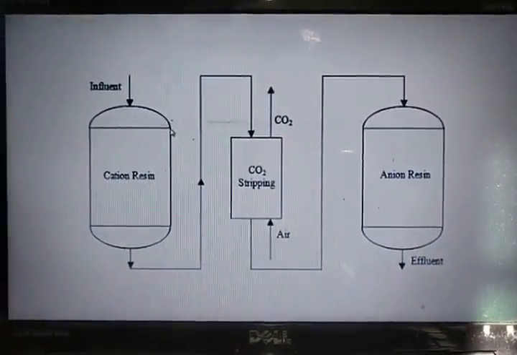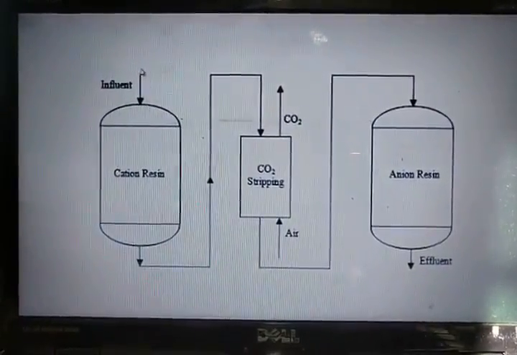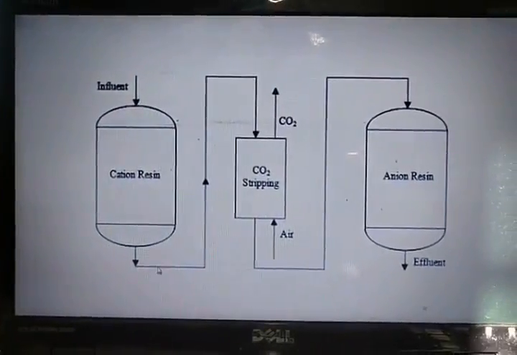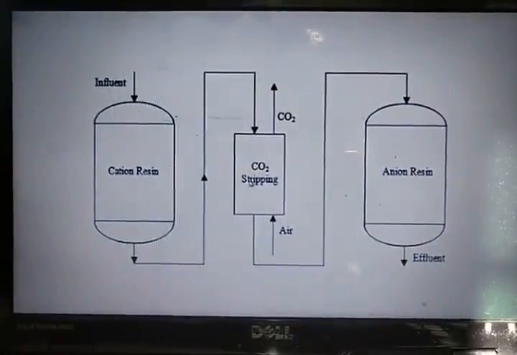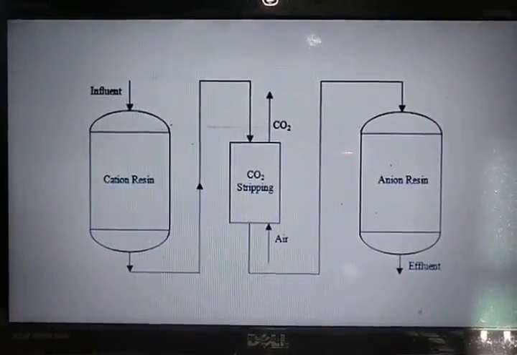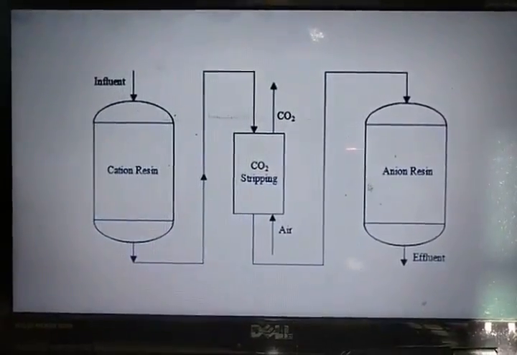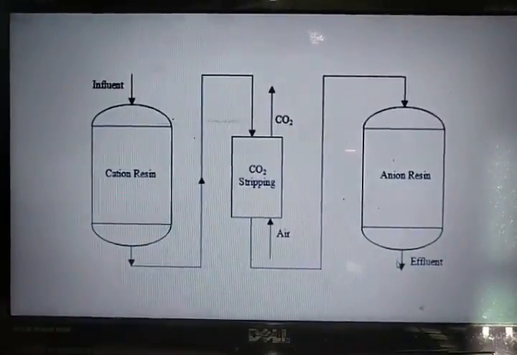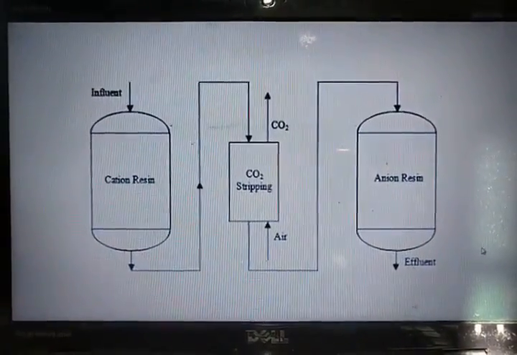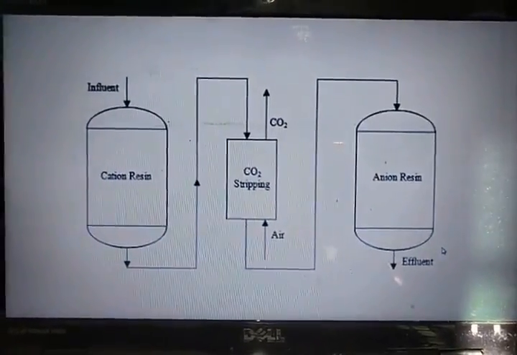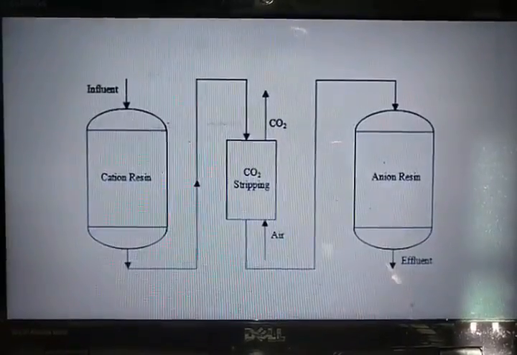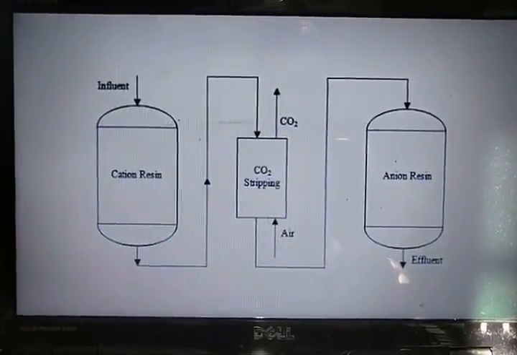ion exchange method. That means this is the cation resin, wherein the effluent is allowed through the positively charged resin, and again the effluent is taken out and passed through a bed of anion resin. It will remove the oppositely charged ions, and the effluent can be taken out and used as an influent to the membrane processes. So this is the ion exchange resin method of pre-treatment of water to prevent fouling.